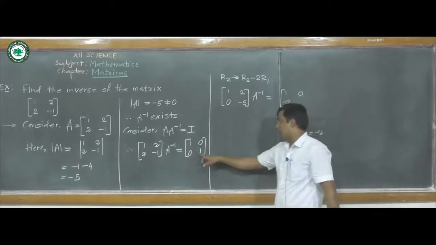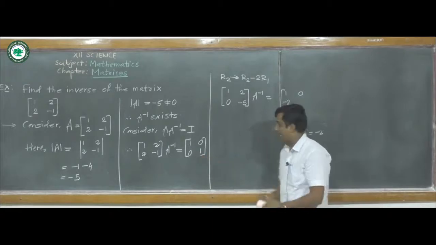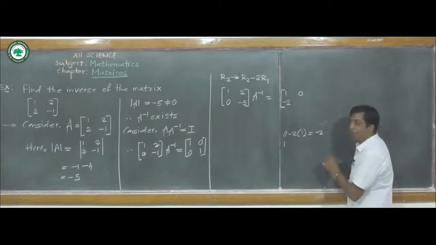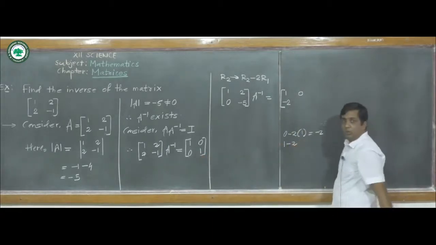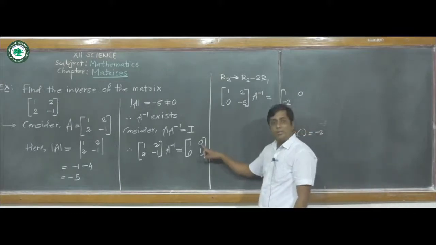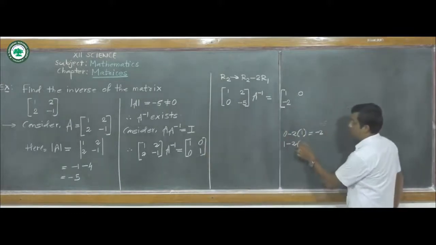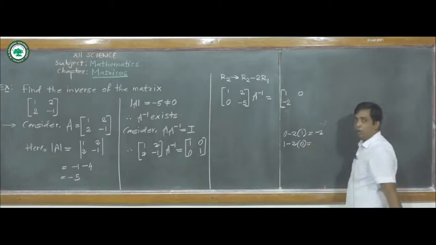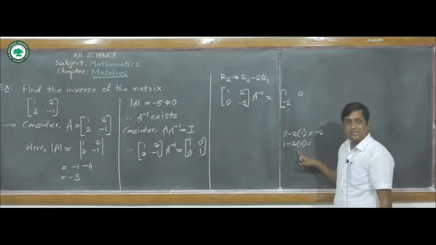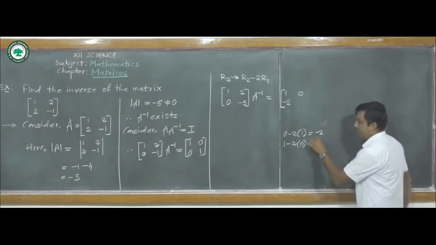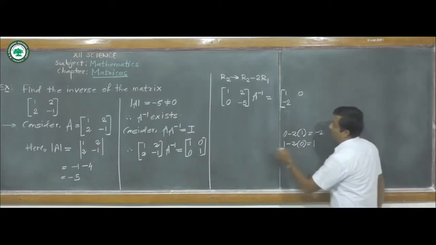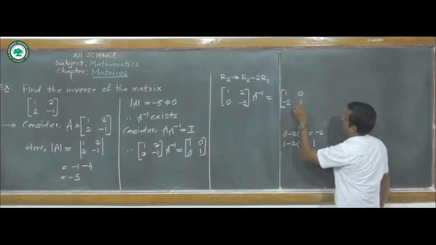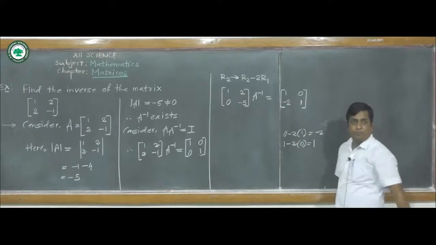Next, for the second element of row second, 1 is given. Then with minus 2, the second element from the first row is 0. So 2 into 0, and we know this is 1 minus 0, which is 1. So we replace this 1 by again using 1.